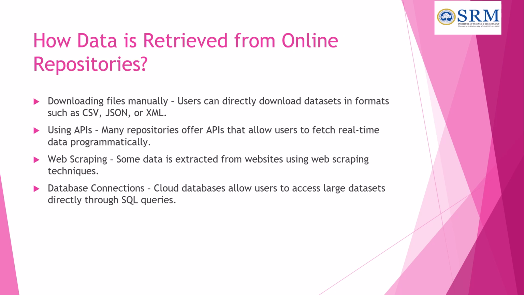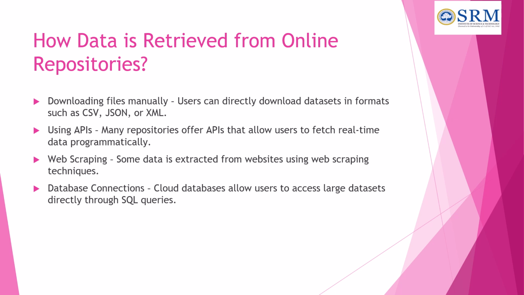There are several ways to retrieve data from online repositories depending on how the data is made available. The most common method is downloading files manually, where you simply download datasets in formats like CSV, JSON, or XML. For more dynamic access, we can use APIs which allow us to fetch real-time data, like getting tweets from Twitter using the Twitter API.